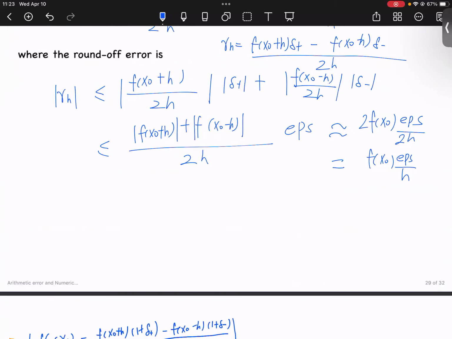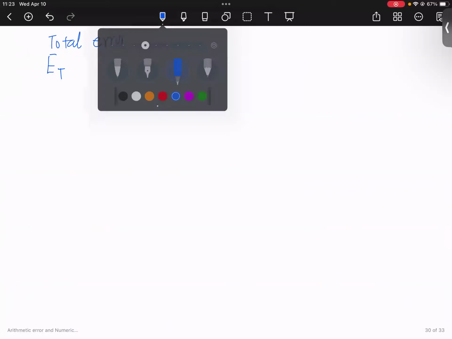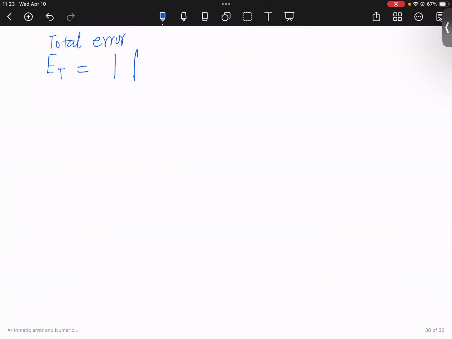This page should not be here. And so the total error, we are going to get the total error. I'm going to use the subscript T to represent the total error. And the total error is just the actual, the true derivative, and then subtract the computer calculation. The computer is using the rounding off value. So I have f'(x0) minus the finite difference formula with the rounding off value here.